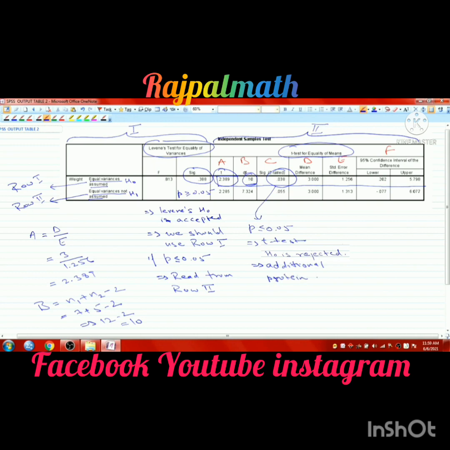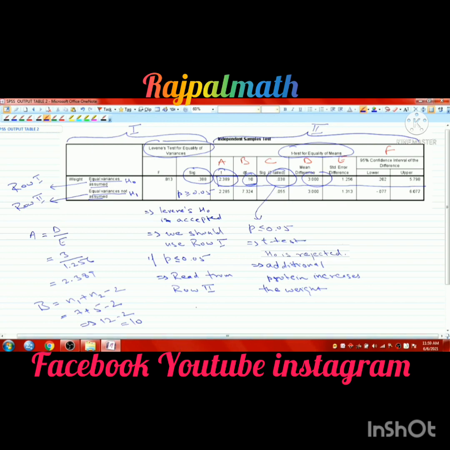Additional protein increases the weight of the chickens, as H naught is rejected, as the p-value is less than 0.05 at 5% significance level for a two-tailed test. So this is the result of our hypothesis testing. So the C column is very important.